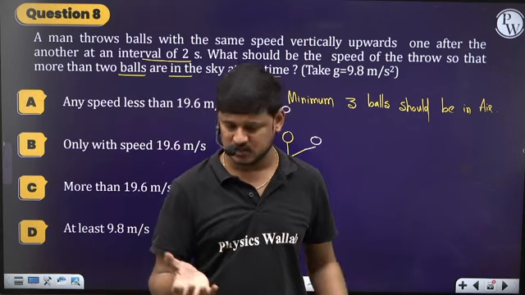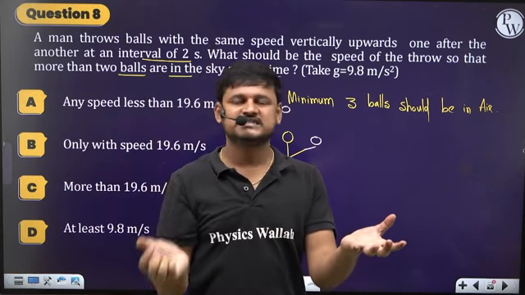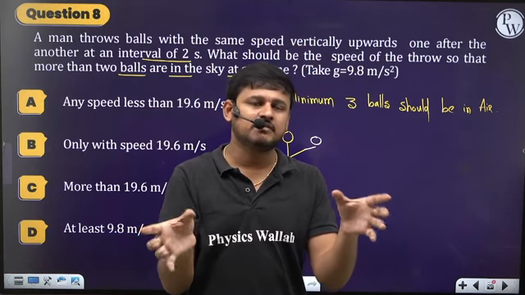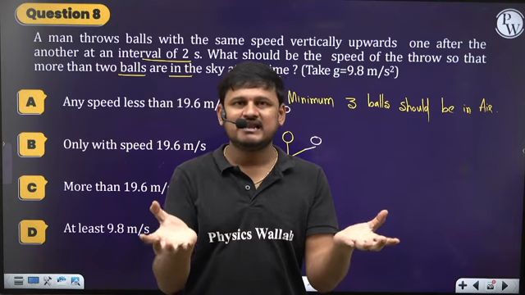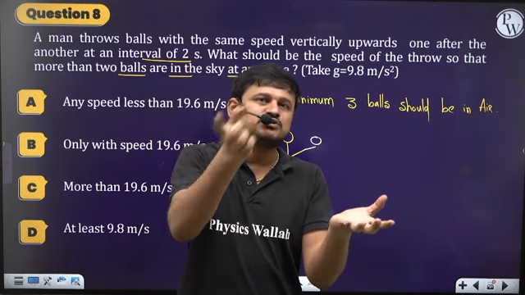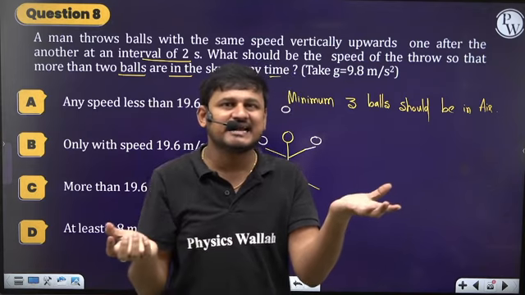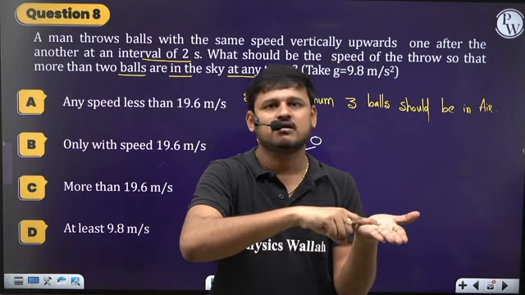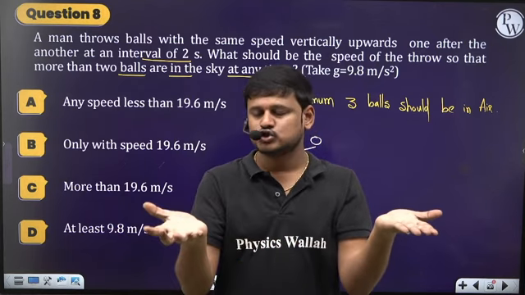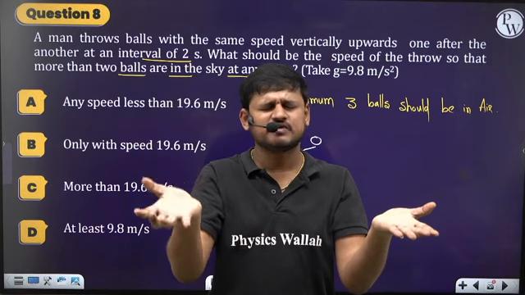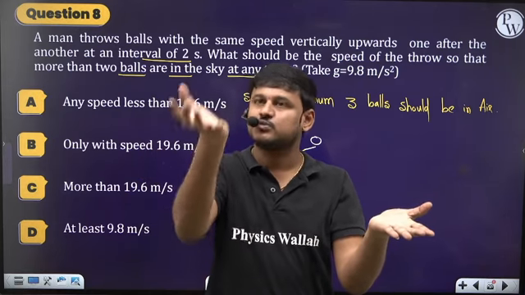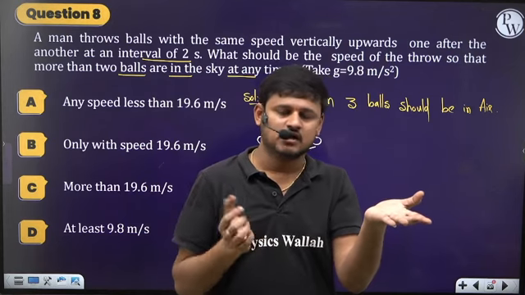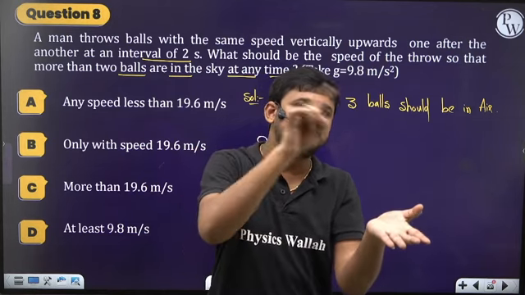Just imagine, guys. First ball he has thrown. Second ball he has thrown, that's also in the air. And the third ball he is throwing. So at that time, the 3 balls will be in the air. When he is throwing the third ball, the first ball is about to reach the hand. Yes or no? So first ball thrown, traveling in the air. After 2 seconds, second ball is thrown, traveling in the air. And the third ball is just being thrown, so 3 balls will be in the air.